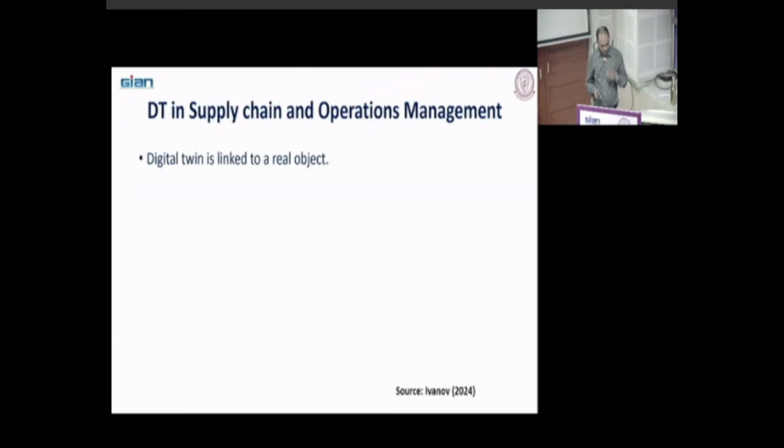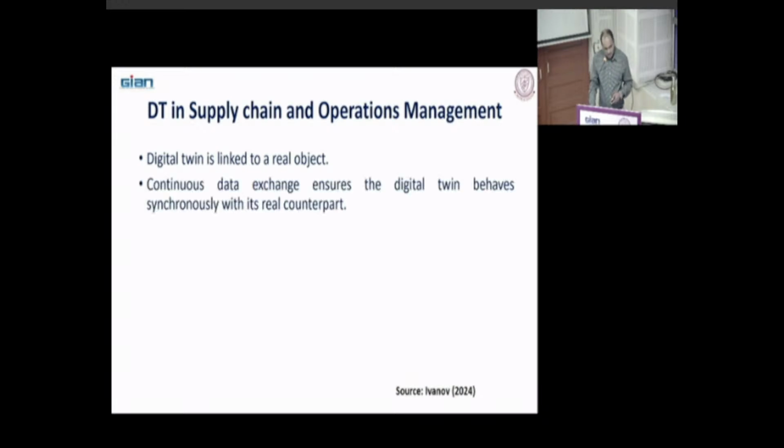Then a digital twin is linked to a real object. We already talked about it being linked to the real object or real system. It gets continuous data exchange, which ensures the digital twin behaves synchronously with its real counterpart. That's why real-time data makes sure that your virtual model exactly replicates the real-world system.